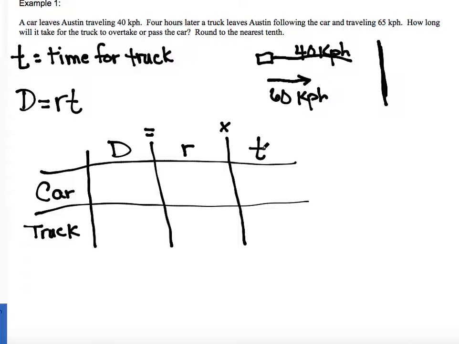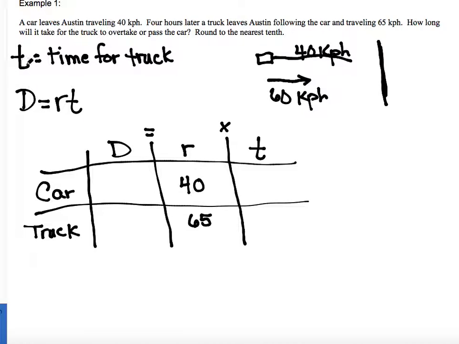All right, so let's fill in the easy ones. Each time when you set up this chart, you're filling in the rates and the times. The rates are easy in this problem. The car is traveling at 40 kilometers per hour. The truck is traveling at 65 kilometers per hour.